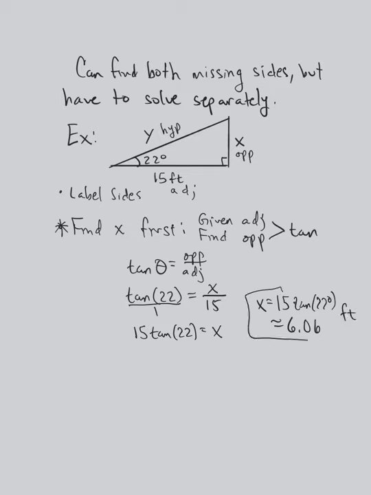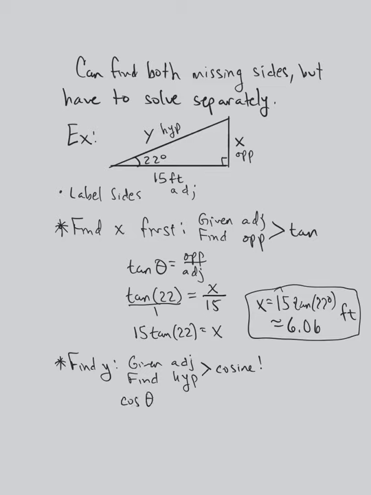So there's x. Now for y, we just repeat the process. We just pretend like we're starting all over. We start with what we're given and what we want to find. Again, we're given the adjacent, but now we want to find the hypotenuse, y. Which trig function relates adjacent and hypotenuse? That would be cosine. Then we write the definition. Cosine of theta is adjacent over hypotenuse.